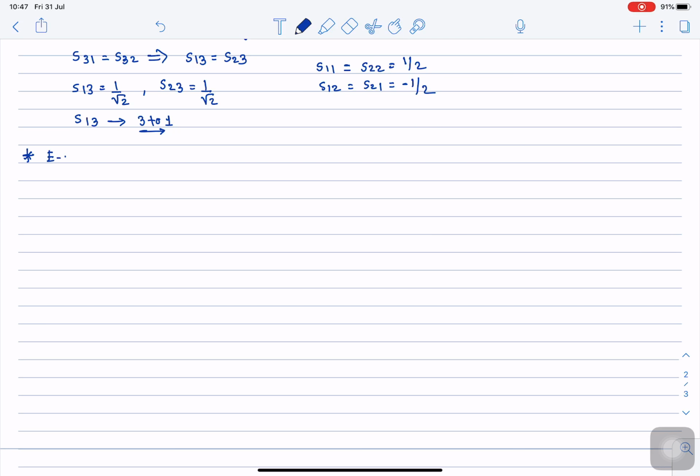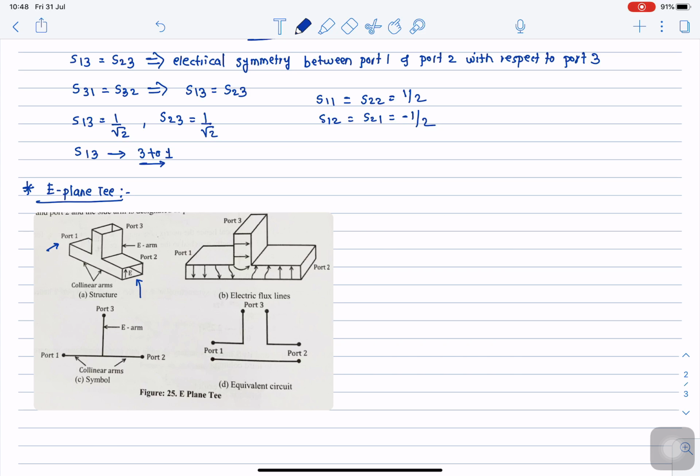What do you observe in the E plane T? The E plane T is just the reverse of the H plane T. Here we have 2 collinear arms, in which port number 1 and port number 2 are located, and we have a third port which is arranged vertically to these 2 ports. The vertically arranged port we call port number 3. Figure B shows the electric field distribution in the E plane T, figure C shows the symbol of the E plane T, and figure D shows the equivalent circuit of the E plane T.